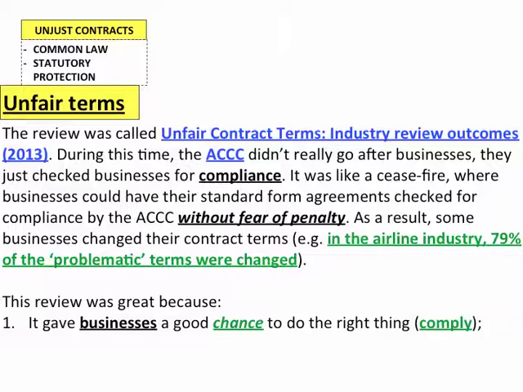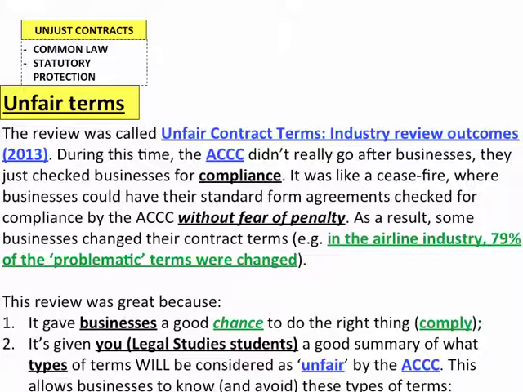Now, for you, for legal studies students, it's really good that they did this review because they gave a summary of the types of terms that are going to be unfair. So when we look at unfair terms, this review found all these real ones, and then they categorized them. They said, well, when we looked at these standard form contracts from the telecommunications, fitness, airline, vehicle rental industries, these are the types of terms that we think are unfair.